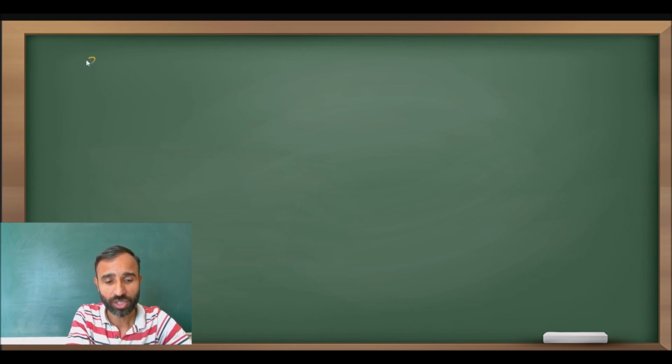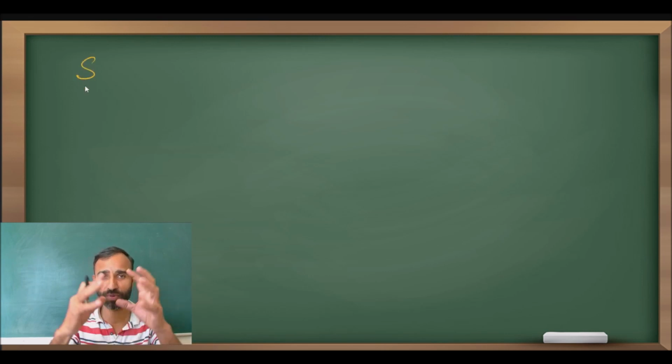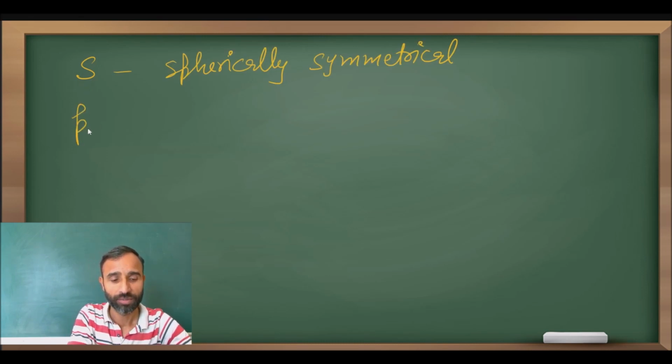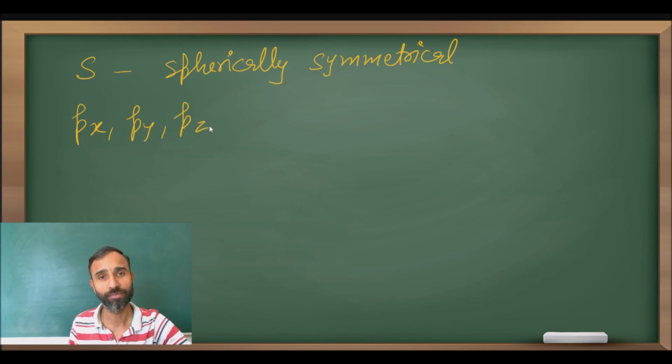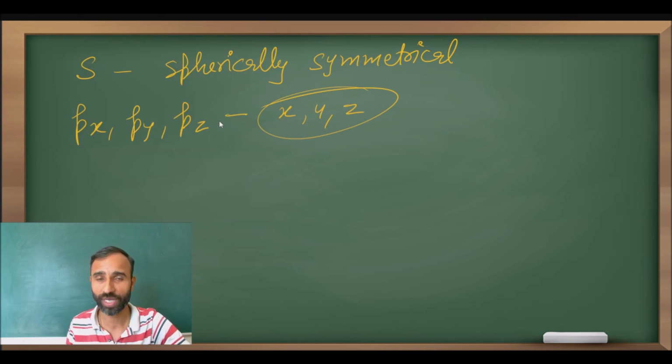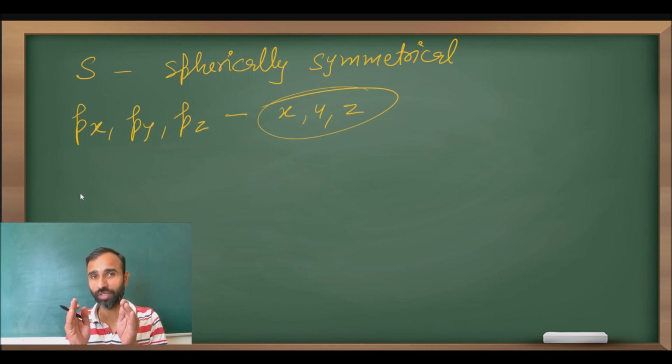The s orbital is always there because it is spherically symmetrical. Then you have px, py, pz. Their lobes are on the x-axis, y-axis, and z-axis. For p orbitals there is no question at all because the lobes are on the axis, so all 3 p orbitals can be involved.